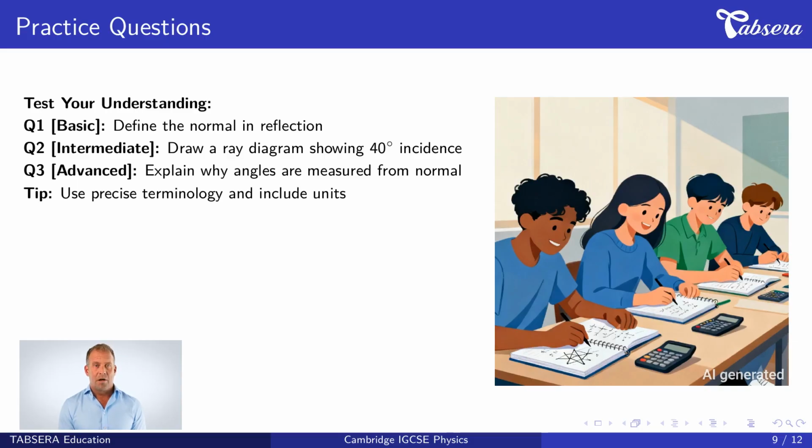Now practice what you've learned with these 3 questions. Question 1 is basic level. It asks, define the normal in reflection. This tests your understanding of the fundamental concept and requires a complete, precise definition.